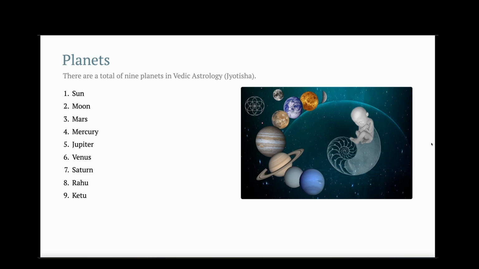First of all, we need to know about the different planets mentioned in Vedic astrology Jyotisha. The planets are Sun, Moon, Mars, Mercury, Jupiter, Venus, Saturn, Rahu, and Ketu. Sun is also mentioned as a planet, and Rahu and Ketu are not exactly planets, but imaginary points of the Moon's orbit.